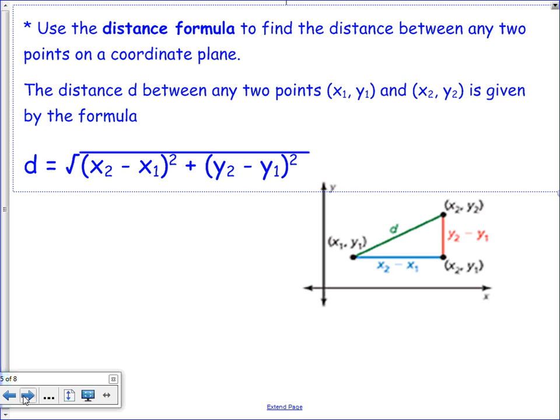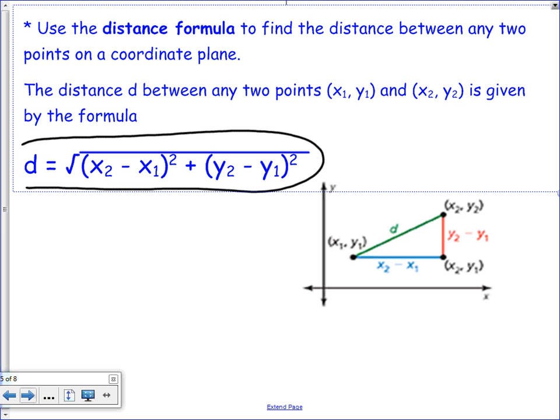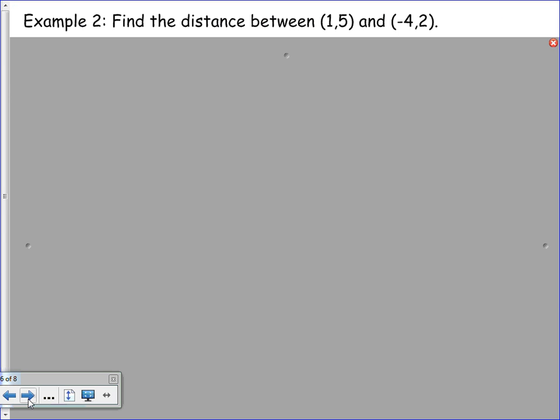Okay, so now we're on to the distance formula, to find the distance between any two points on a coordinate plane. So you're going to use this formula. The distance d between any two points, (x1, y1) and (x2, y2), is given by the formula. So if you'll just write this down and keep this formula in mind, as long as you know all these, we should be good.